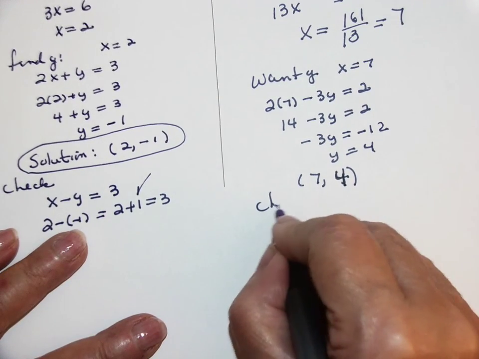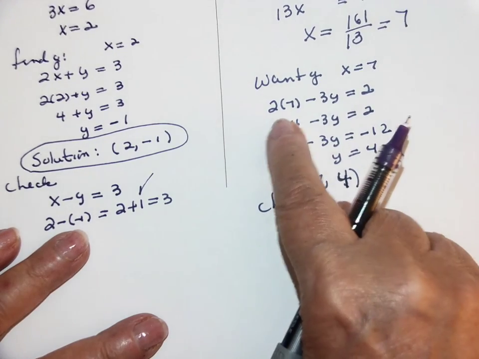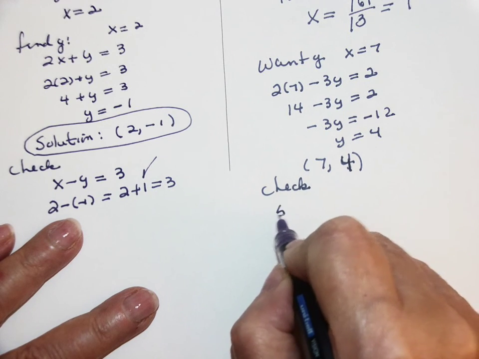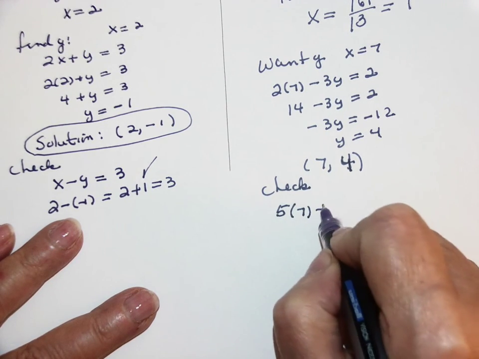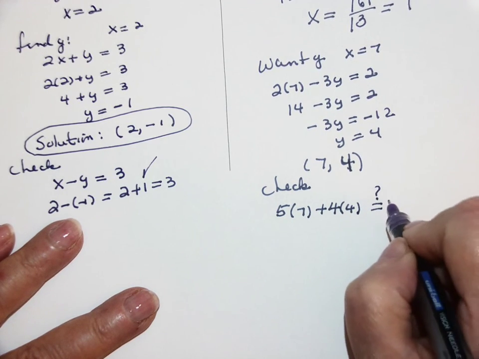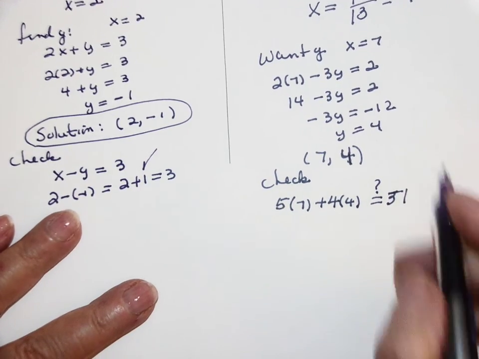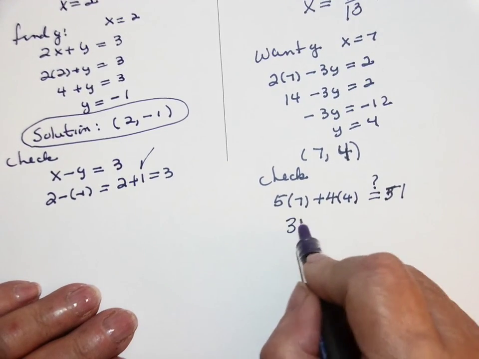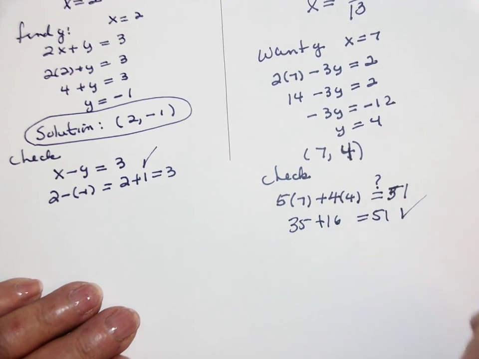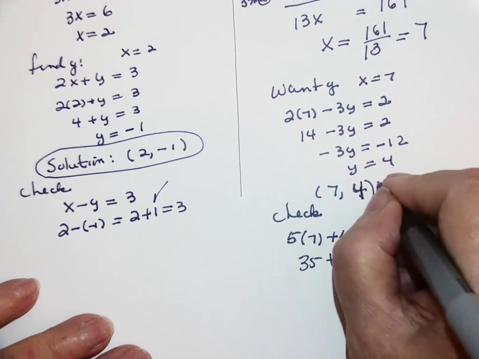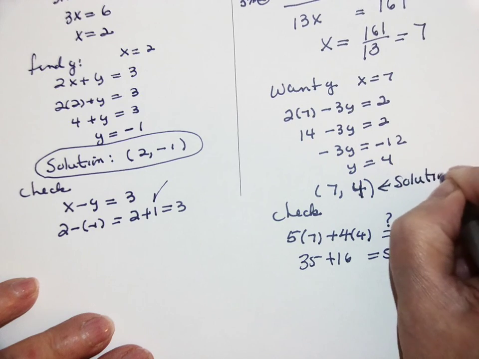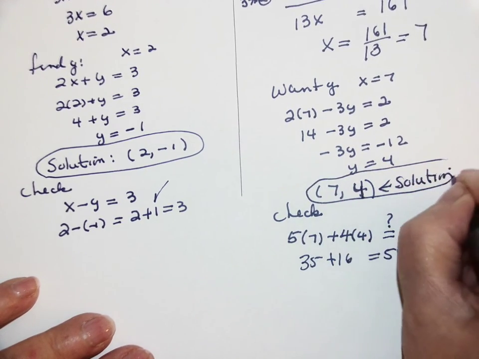So I need to check. Now the first one is what gave me my y equals 4. I'm just going to check it in the second one. So 5 times 7 plus 4 times 4 should equal 51. This is 35 plus 16. That equals 51, and it checks. So I do have a solution. And the point of intersection is 7, 4.